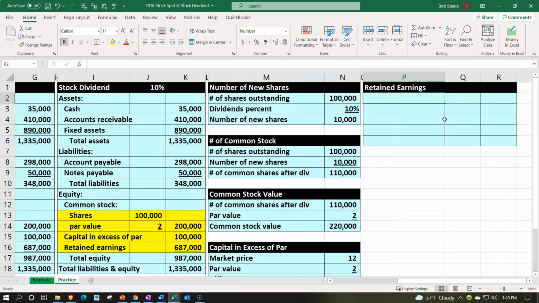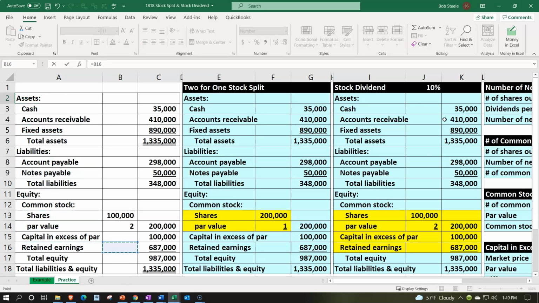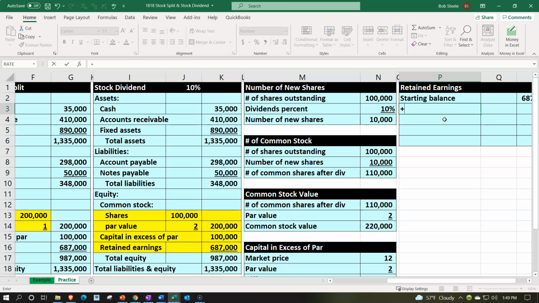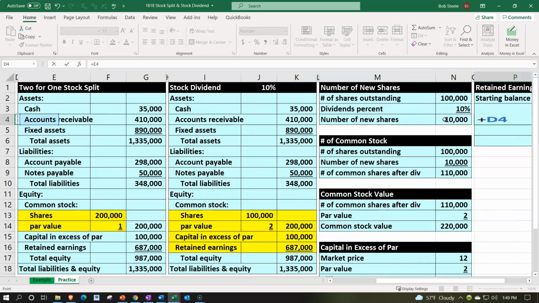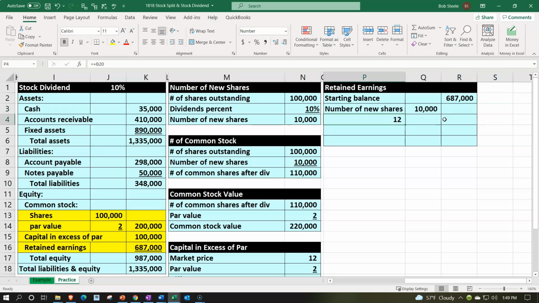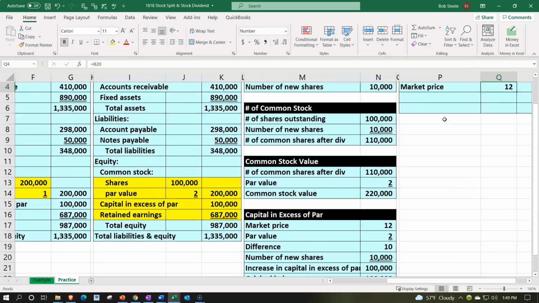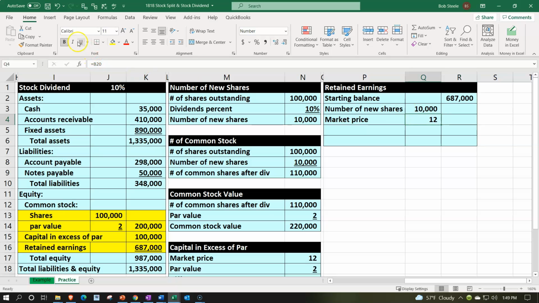So we're going to say, all right, well, the starting balance, which I'm going to pull from the retained earnings in our original worksheet, is here. And then we've got the number of new shares that were issued, which we said was the 10,000. And then the market price, which is equal to the $12. And let's underline that, font group and underline.